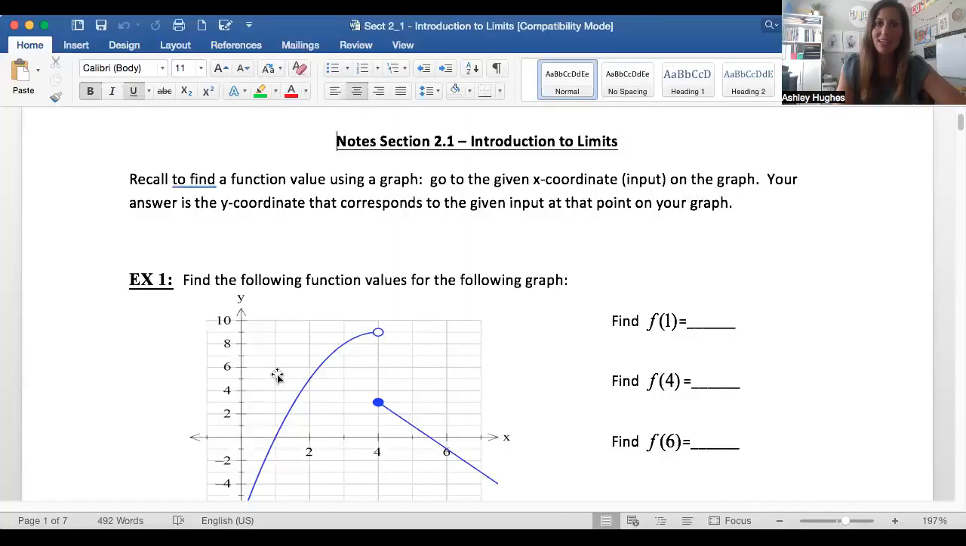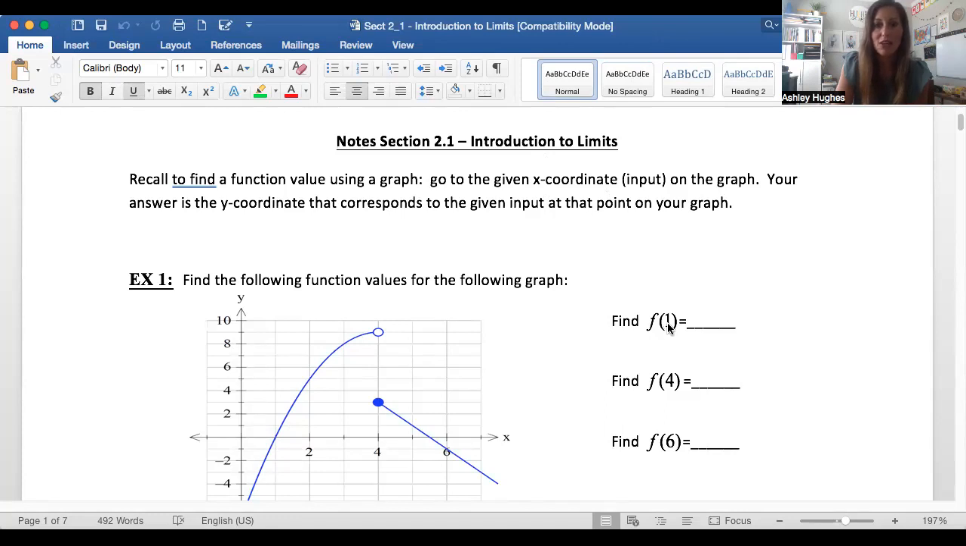All right, guys, we're going to do section 2.1 today, an introduction to limits. And so let's get going. So remember to find the function value. This is just kind of a quick recap of that.